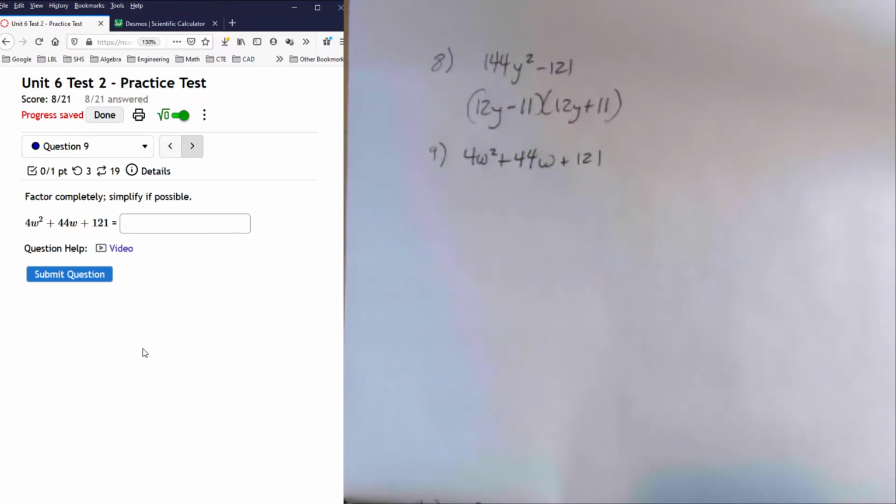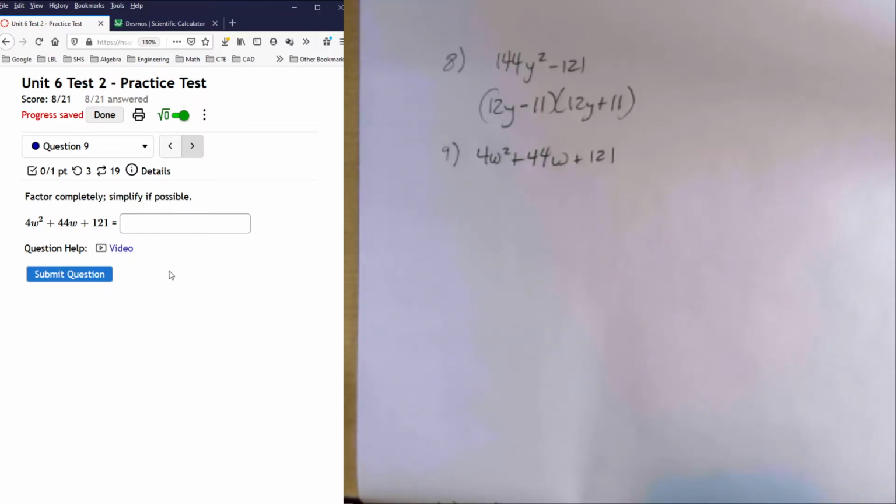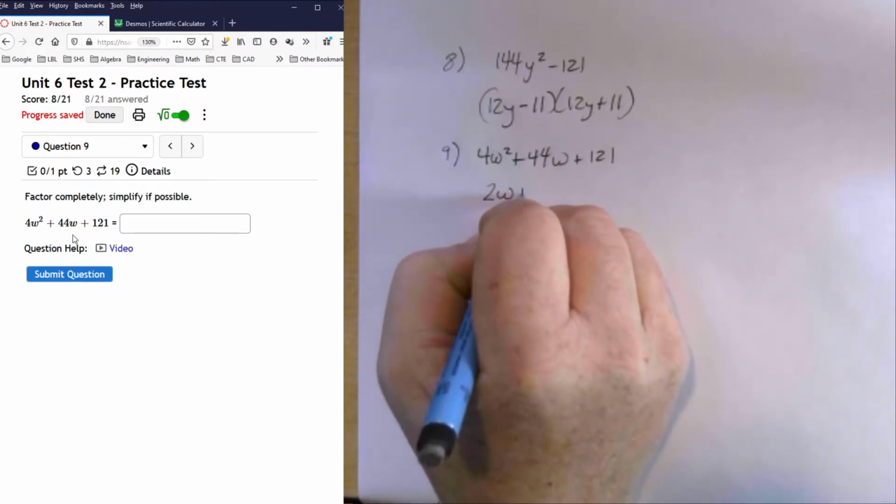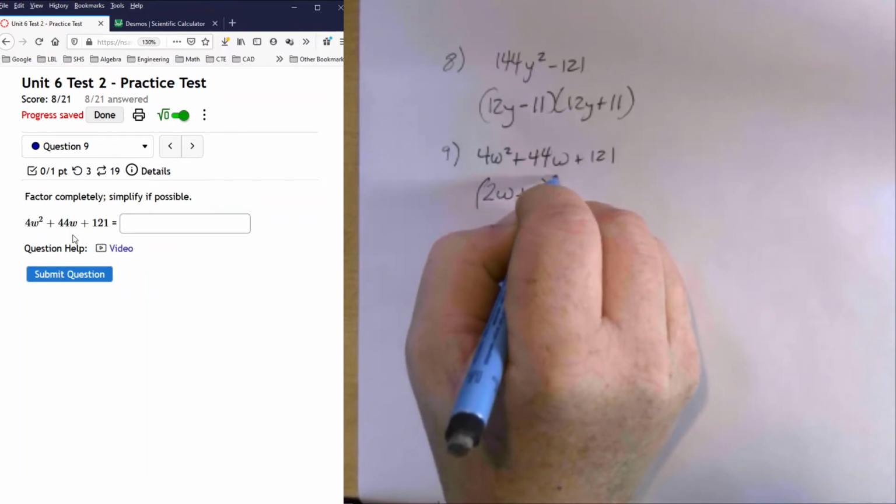Okay, so I need to factor that, and I could factor this. I could use the magic X method. I could just do kind of a guess and check thing. But I do notice that I've got some squares here, right? So 4 is a perfect square, 121 is a perfect square. So this is 2 squared. This is 11 squared. 2 times 11 is 22, and there's 2 of those. That's 44. This is a perfect square polynomial. So this actually factors out to 2w plus 11 squared.